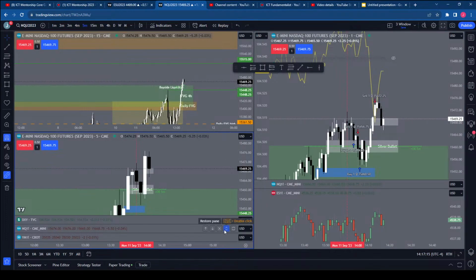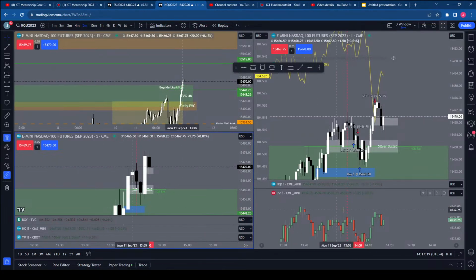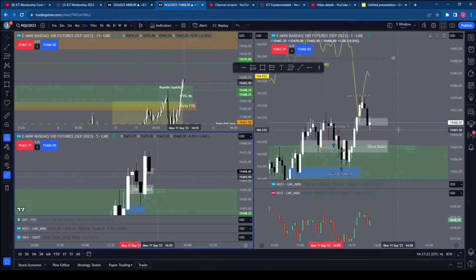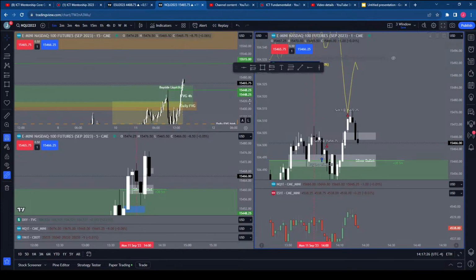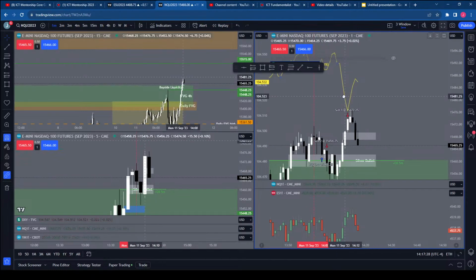Let's compare the 5 minute. Oh, I don't have a 5 minute ES. Okay, yeah, but ES could not make that higher high. And then the dollar, see how heavy it wants to be.